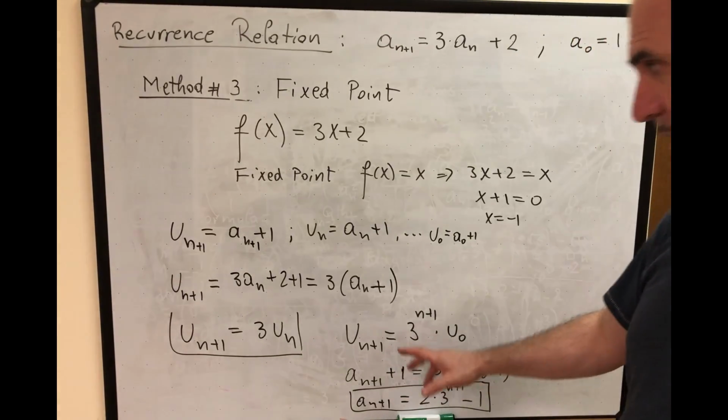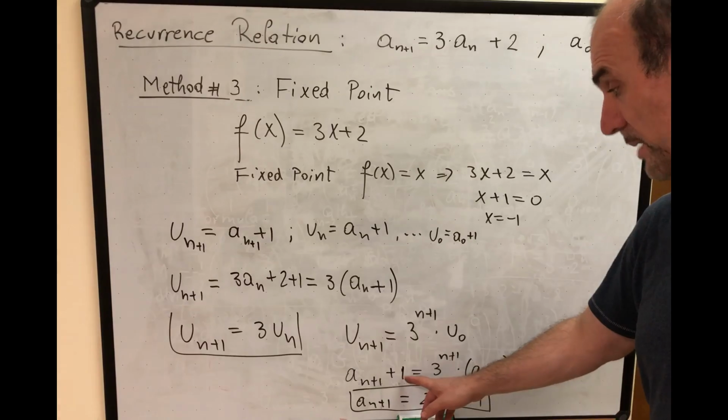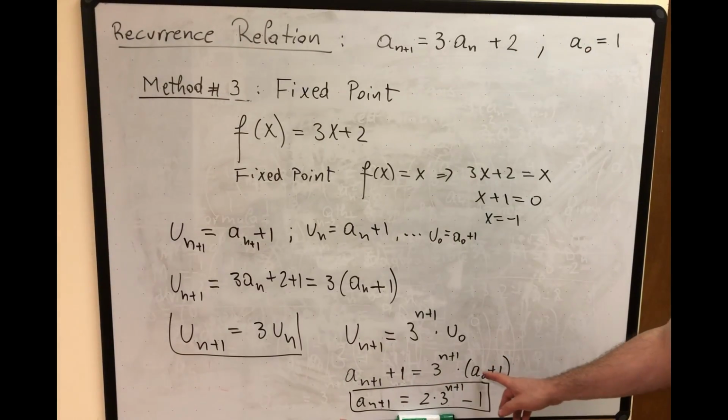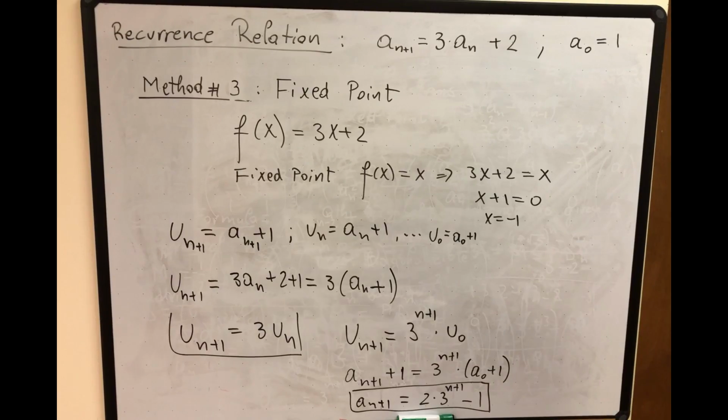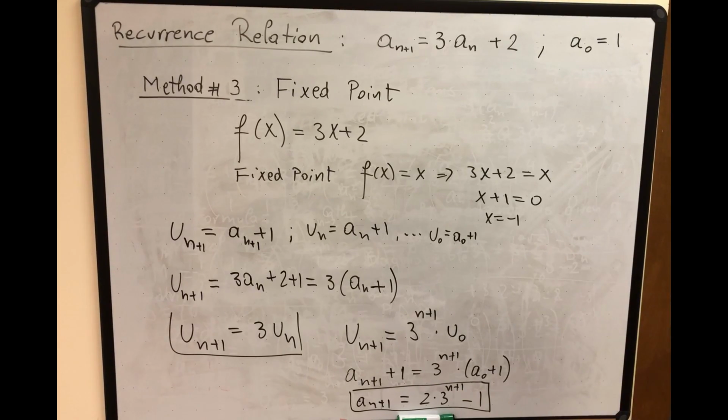Substituting back to the original sequence, we get a of n plus 1 plus 1 equals 3 raised to the power of n plus 1 times a of 0 plus 1. Since a of 0 was 1, a of 0 plus 1 is 2, which gives you a of n plus 1 equals 2 times 3 raised to the power of n plus 1 minus 1. So it's the same result, but it's much quicker than the other two methods.